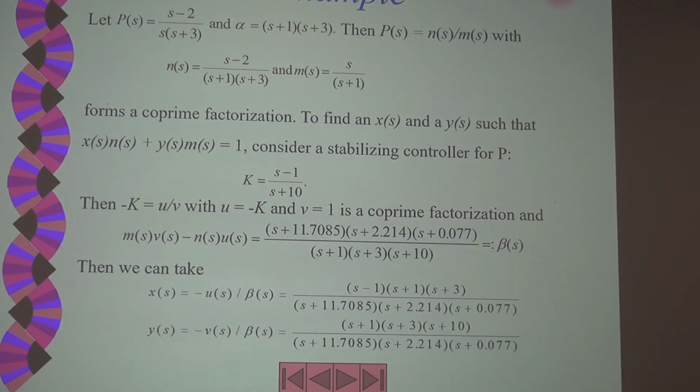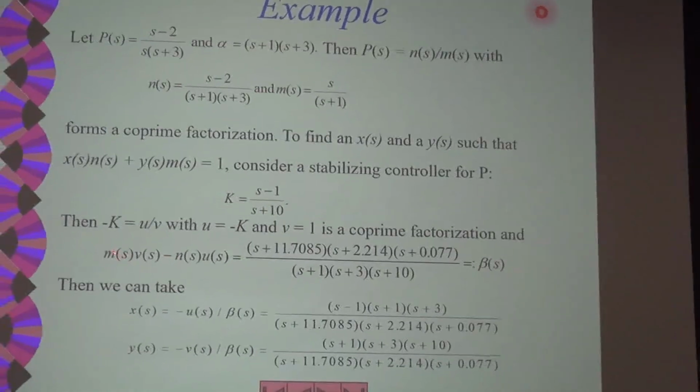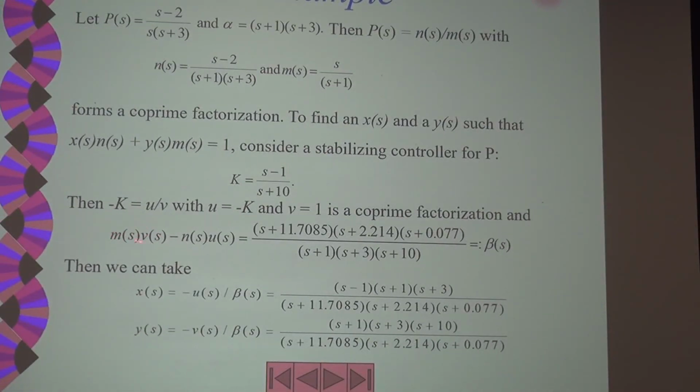We didn't say anything about the orders, so there is no restriction. I put this U and V here. Then I check that M V and N U is something like this. We choose X(s) and Y(s), and beta, like this, and everything looks good.